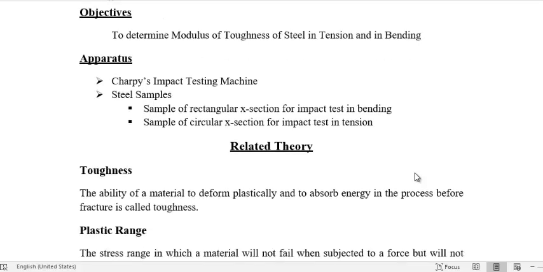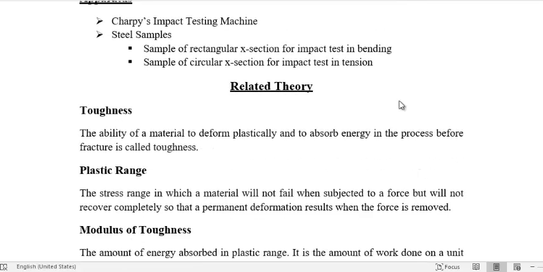So next is the related theory of this experiment. The first definition in the related theory is of toughness. From our discussion about the tension test of hot rolled deformed steel bar, we are already familiar with the basic idea of toughness. We know that toughness is the ability of a material to absorb energy in the plastic range.